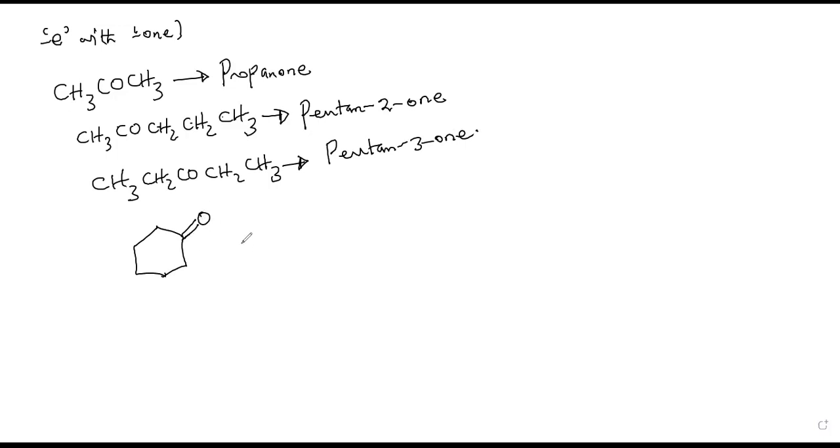In a case where you have this, this is cyclohexanone. If the carbonyl was not there, it was supposed to be cyclohexane. Now by putting a carbonyl group, it becomes cyclohexanone. Then if you have one like this, this is cyclobutanone, 1, 2, 3, 4 carbons.